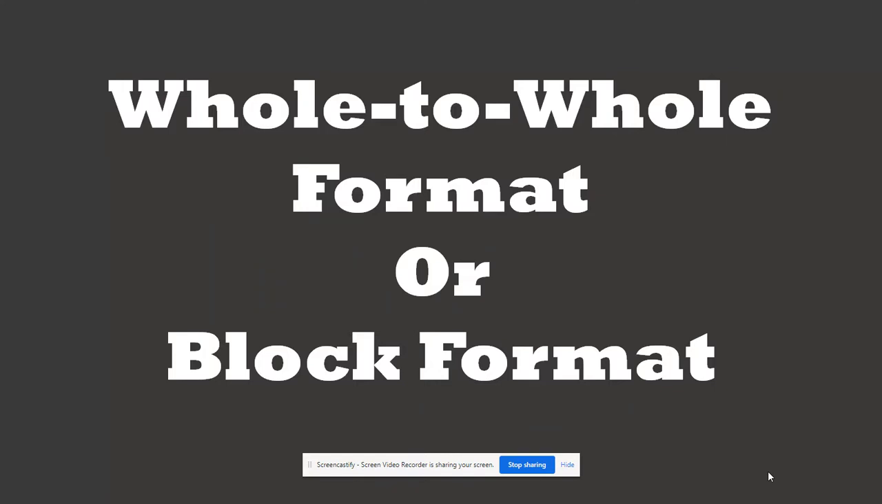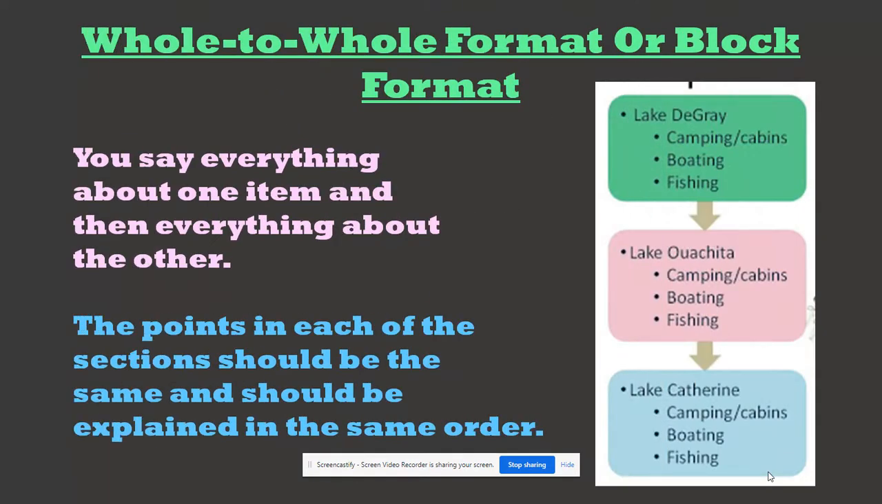And basically what it looks like is this. You say everything about one item that you're comparing and contrasting, and then you say everything about the other. The points in each of the sections should be the same and should be explained in the same order. So over here on the right, you see I have three lakes: Lake DeGray, Lake Ouachita, and Lake Catherine.